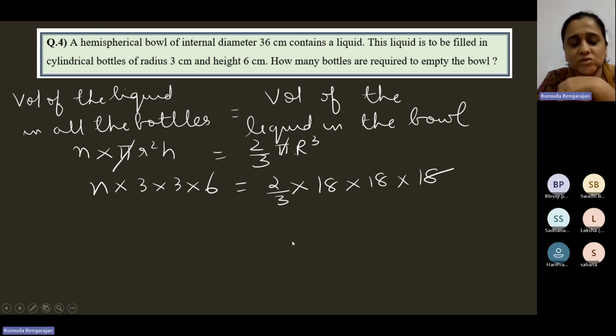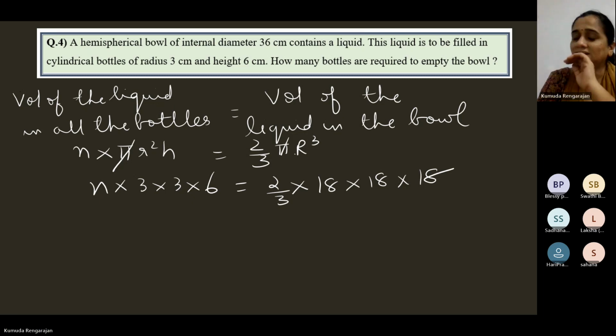You can see in this equation, there's only one unknown, n. No, I'm not asking you to work. I'm just.